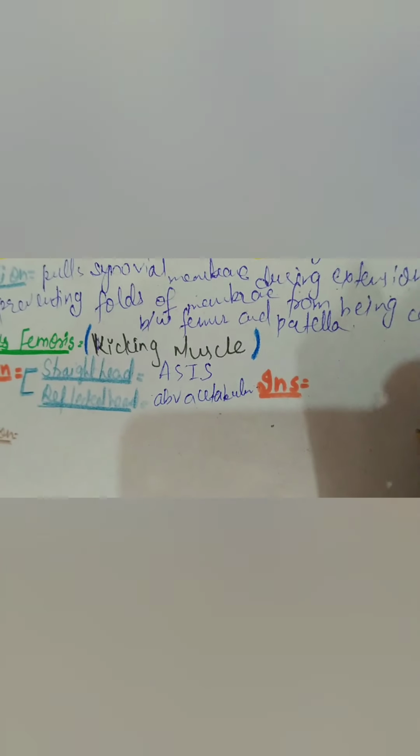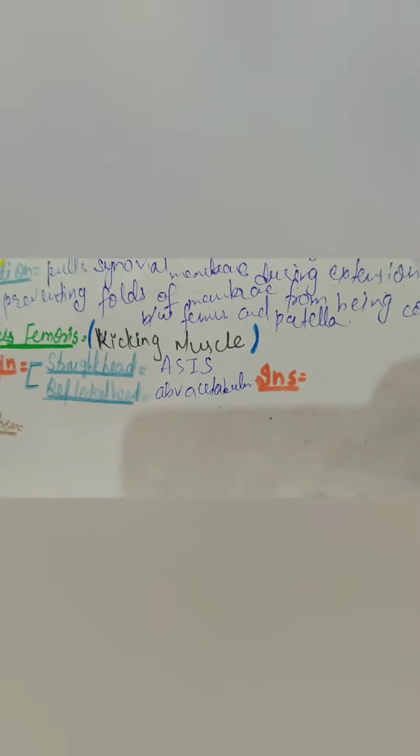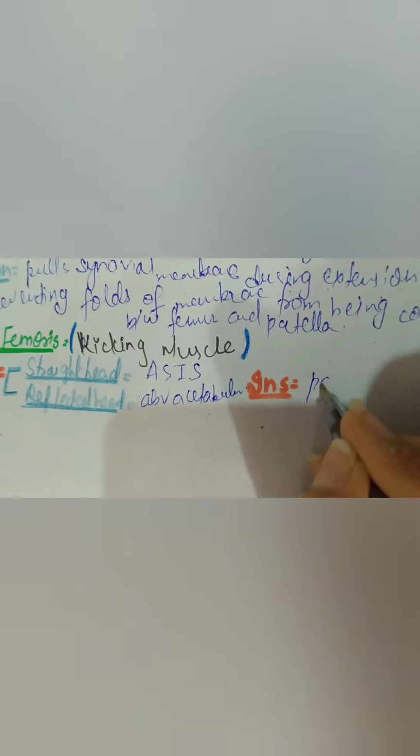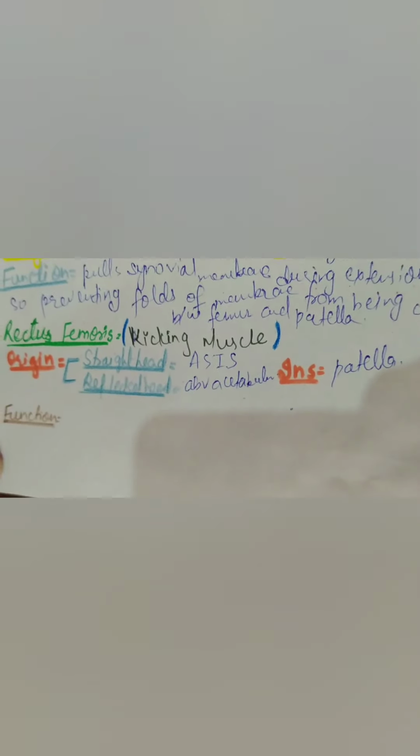Its insertion is the same as all the other quadriceps femoris muscles, in the patella through the quadriceps tendon, right? And the function of the rectus femoris is to act on the hip joint and the knee joint.